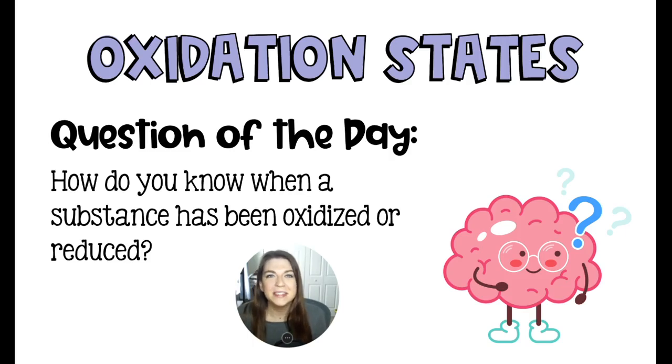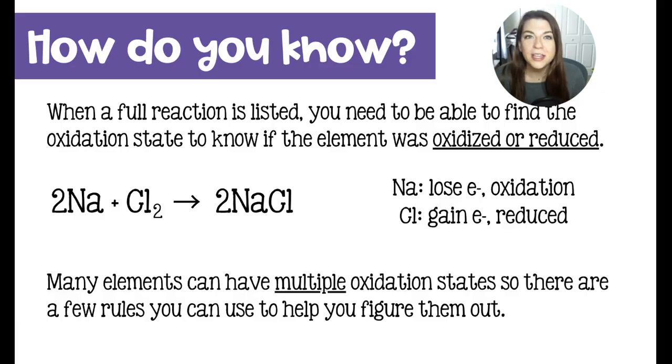Hello, welcome to this lesson on oxidation states. The question of the day: how do you know when a substance has been oxidized or reduced? All right, when we're looking at a full chemical reaction, you would have to know the oxidation states of all of the substances before and after to identify whether it had been oxidized or reduced.